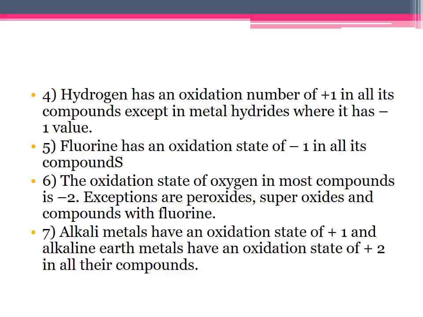Okay children, in water, H2O, there are 2 hydrogens and 1 oxygen. Then you have to put 2 into the oxidation number of hydrogen. What is the oxidation number of hydrogen? We have already seen that it is +1, so we write +1. Then 2 into +1 plus O. For O we don't know.